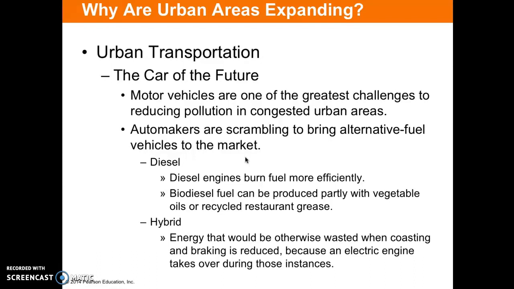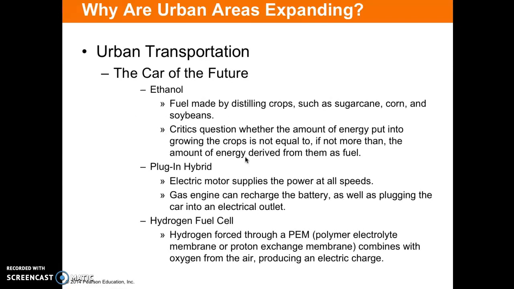You can get hybrid cars. Energy that's otherwise wasted when coasting or braking is reduced because electric engines take over during those instances. So you could do that. Ethanol, something else we talked about, by distilling crops like corn and soybeans. We've talked about the problems with growing the crops if it's not equal to the amount of energy that's derived from them. But you could also make ethanol from garbage, literally from the food waste we're throwing away or paper waste that we're throwing away. And so that might be a better use.